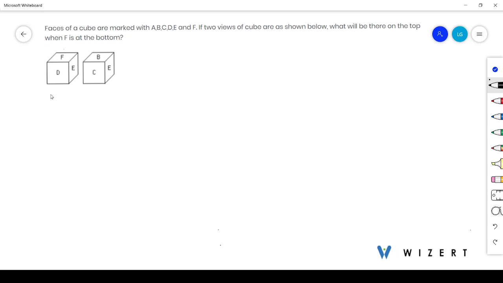Our question is, faces of a cube are marked with A, B, C, D, E and F. If two views of cube are as shown below, what will be there on the top when F is at the bottom?